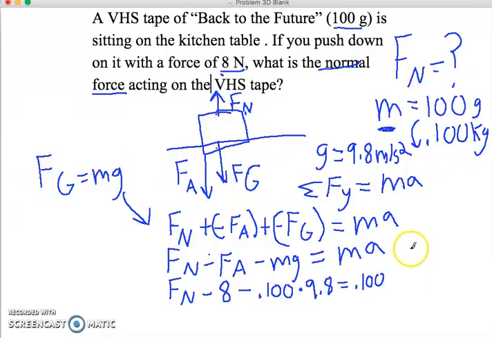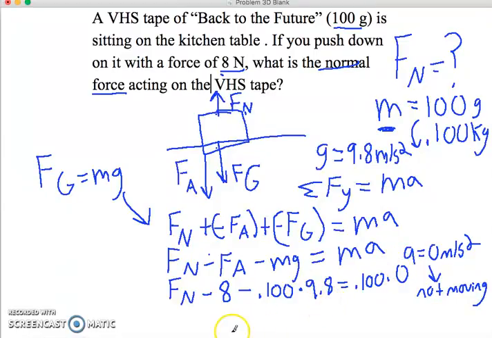We actually know the acceleration is going to be 0 meters per second squared because it's not moving. If something's sitting on the table, we're assuming that the table's holding it up, so we're not going to have any acceleration because it's not moving. If it's not moving, there's no change in velocity, there can't be an acceleration. So the acceleration is actually going to be 0 here. So it makes our lives a little bit easier.